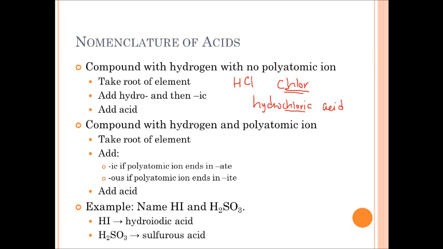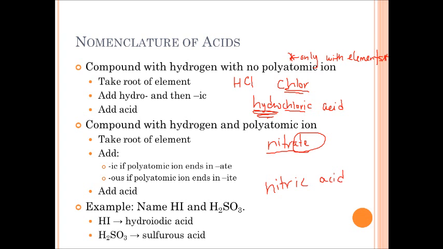Now, this is only with elements. Not polyatomic ions, only with elements is when you use hydro. A lot of y'all were wanting to use that when it was a polyatomic ion. Now, with a polyatomic ion, you use the root of the word. So if we're doing nitrate, let's say, we take the root nitr, it ends in ate, so we're going to change the ending to ic. So it's nitric acid. So we add acid.